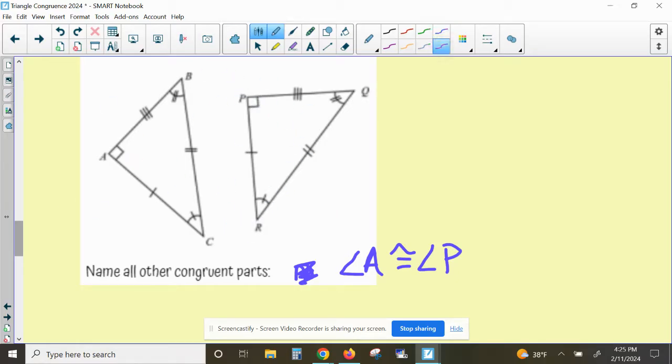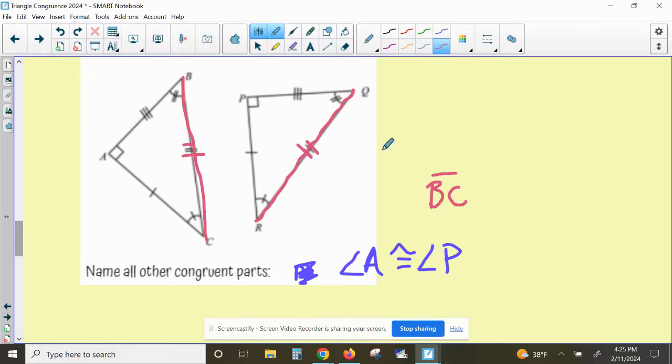So if I look at this side, see this side is marked with a double tickies. Find on the other picture the side that's marked with a double tickies. This one right here, see double tickies? So that means that this side is congruent to this side. So when we write a side, remember, we use its 2 endpoints. So from B to C. So we write it like this, from B to C.